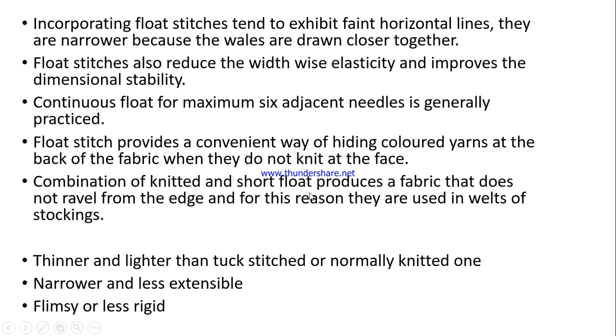A combination of knitted and short float produces a fabric that does not ravel from the edge, and for this reason they are used in veils and stockings. So a combination of knit and short float will produce a fabric which will prevent unraveling, because raveling is one of the nuisances in the single jersey fabric.